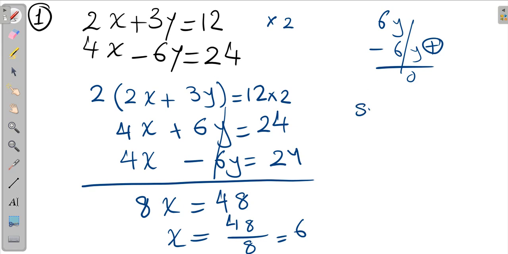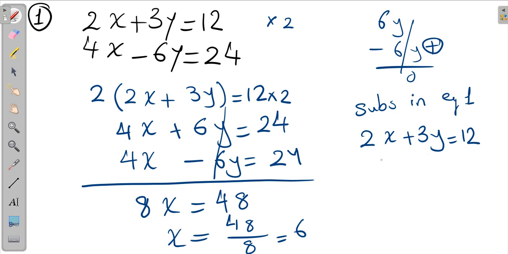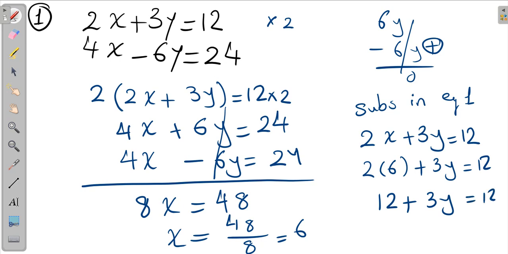By substituting in equation 1, 2x plus 3y equal 12. 2 times x, 2 times 6 plus 3y equal 12. 2 times 6 equal 12 plus 3y equal also 12. Remember from the last lesson, 12 is a plus, remove it to the other side by minus: 3y equal 12 minus 12 equals 0. Then 3y equals 0.